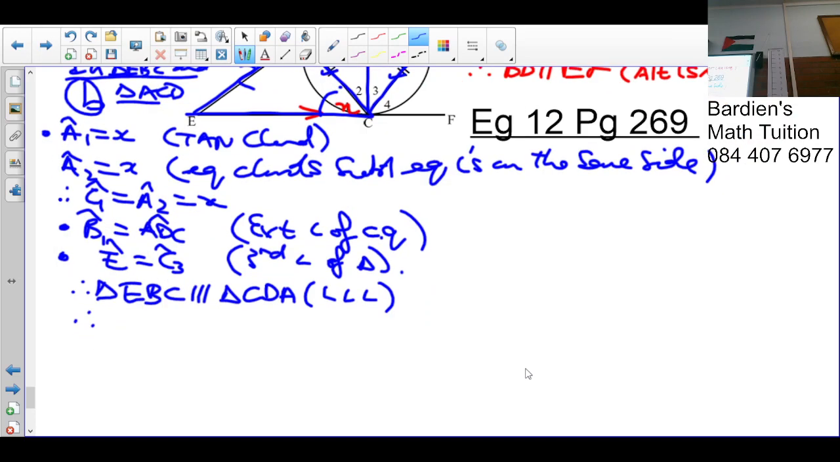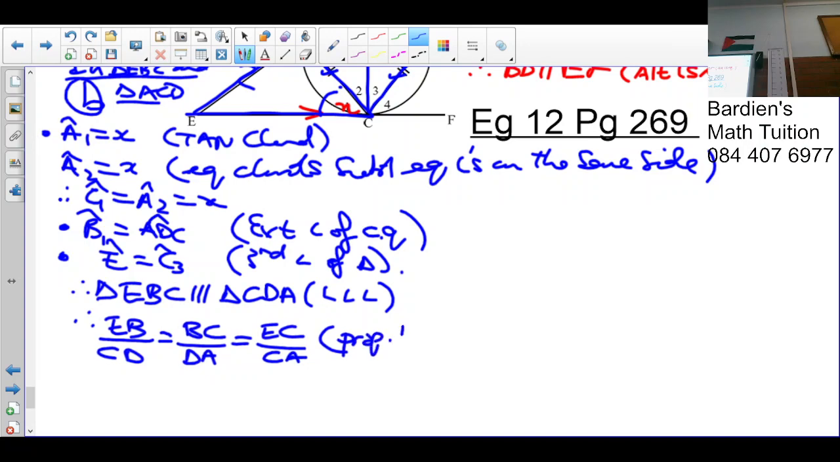We can say that EB over CD is equal to BC over DA equals EC over CA. The reason is that corresponding sides are in proportion. Thank you.